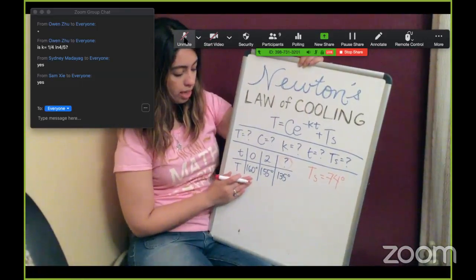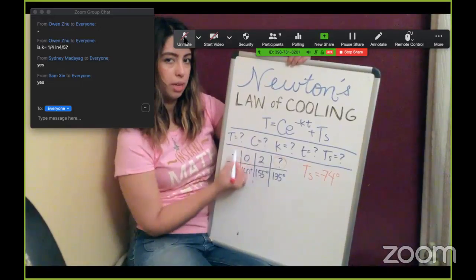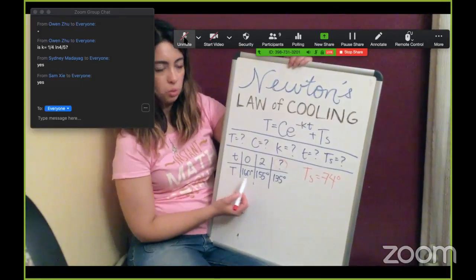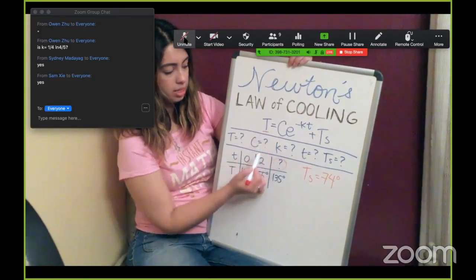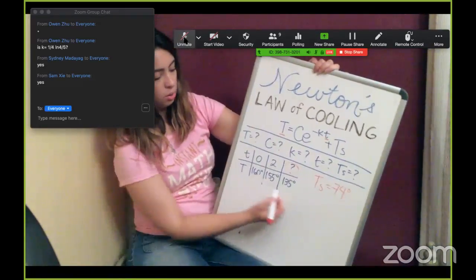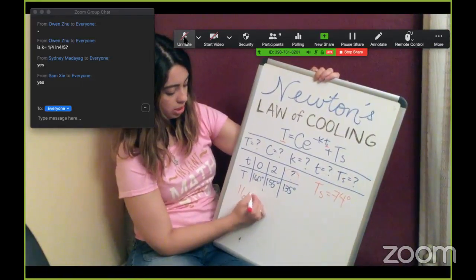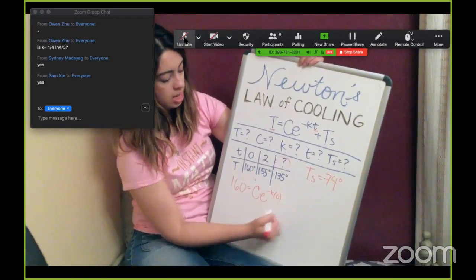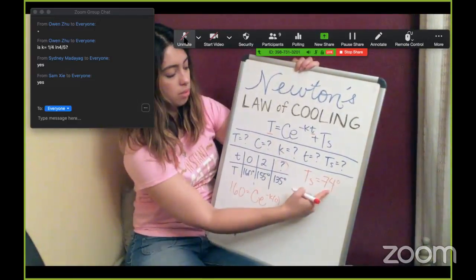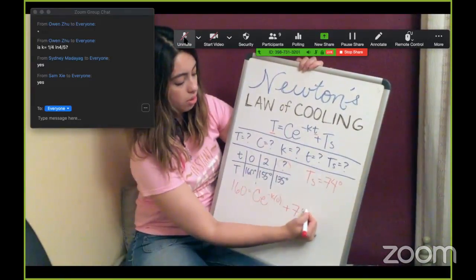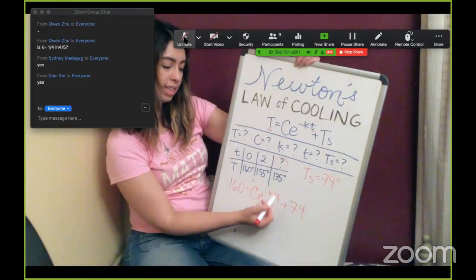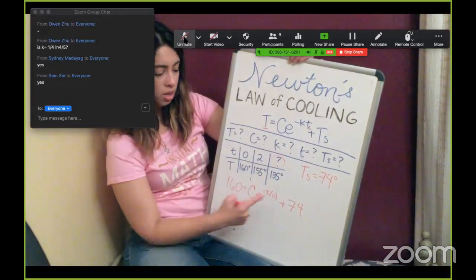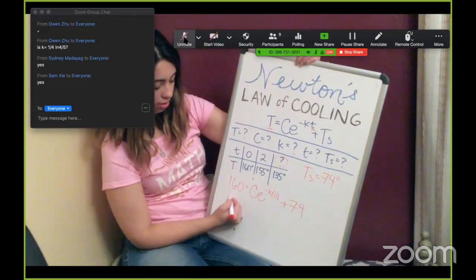So what we want to do is start out with this initial information where t equals 0, lowercase t equals 0, and uppercase T equals 160 degrees. So we have our uppercase T and our lowercase t there, which we will plug in. So 160 equals c e to the negative k times 0, and we're also going to plug in 74 degrees there. Anything times 0 is going to give us 0. E to the 0 power is just going to be 1. 1 times c is just going to give us c.